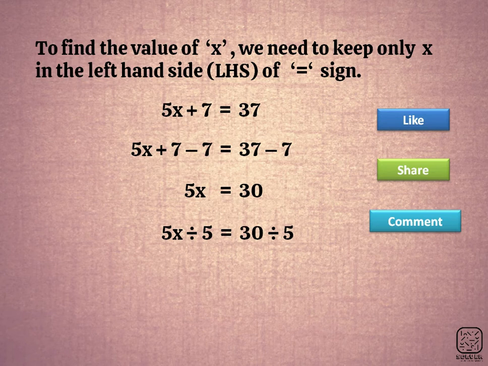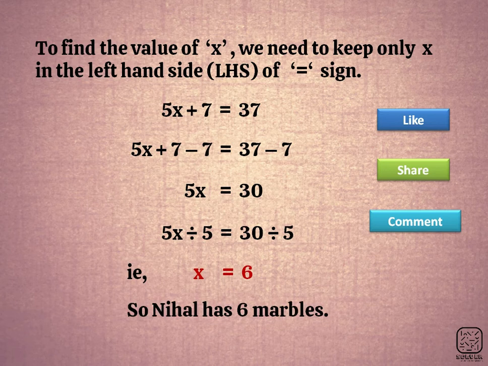We are dividing by 5 on the left side, so we are dividing by 5 on the right side also. 5 by 5 is 1. 1 into x is x. 30 by 5 is 6. So the value of x is 6. So the number of marbles Nihal has is equal to 6.